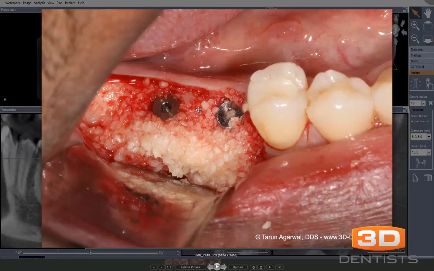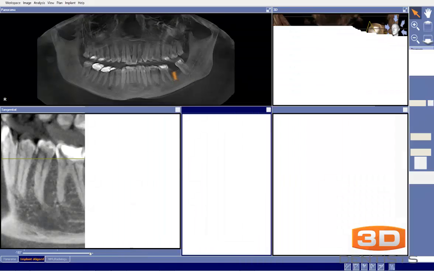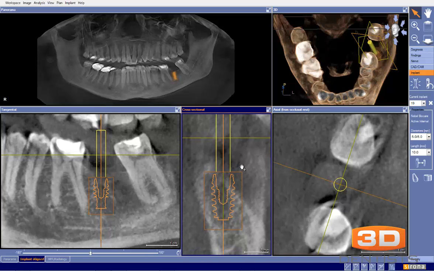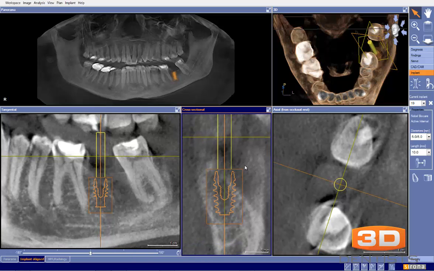So hopefully this is helpful and makes sense. And I would see zero issue that the person submitting this case couldn't be comfortable placing this implant and grafting at the time of placement.